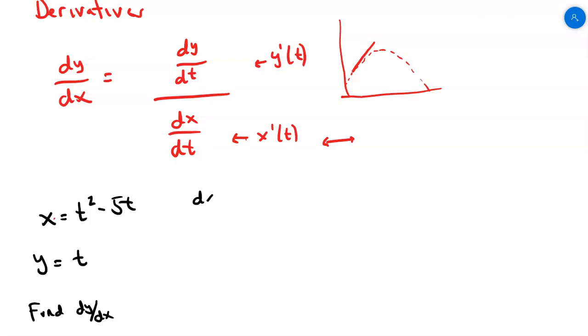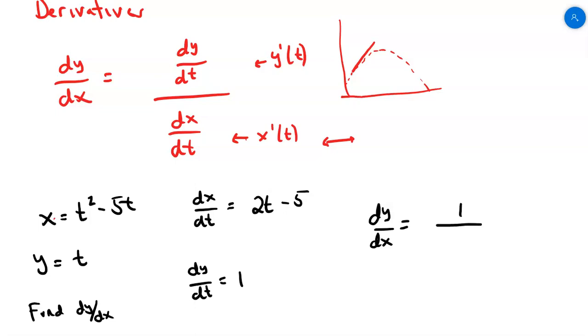So maybe first I'll calculate dx dt since it's sitting right here. The derivative of that with respect to t is 2t minus 5. The derivative of y with respect to t is 1. Now, when you come over here, don't forget that it's actually the y that goes on top and the x that goes on the bottom, even though the way we've written it, the x comes first and the y comes second. In the formula, the y goes on the top, the x goes on the bottom.